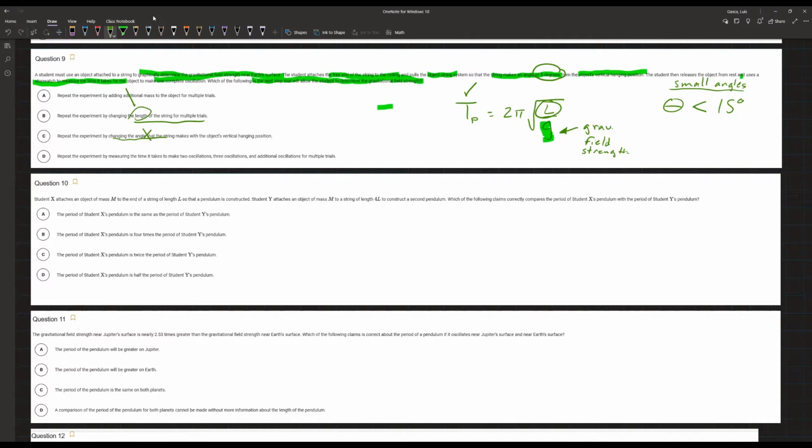We need the length. Changing the angle really shouldn't change the period of oscillation, but if we pull this greater than 15 degrees, we will start getting a weird effect, and we won't be able to account for it with these equations. Repeat the experiment, measuring the time it takes to make 2 oscillations, 3 oscillations, 4. Now, this is to minimize experimental uncertainty, and so our best bet here is B.